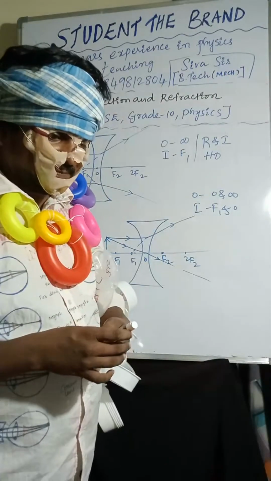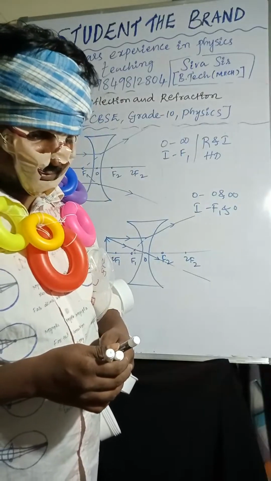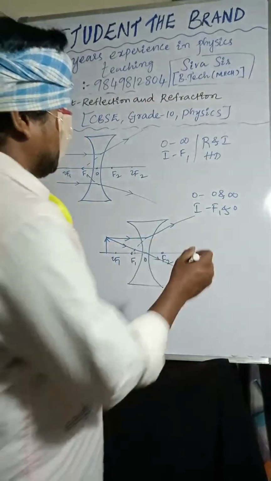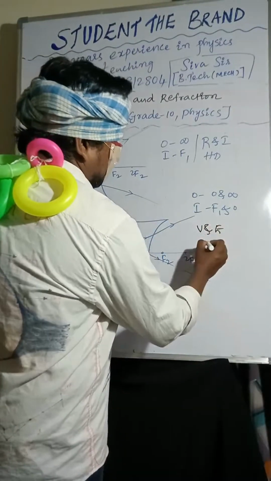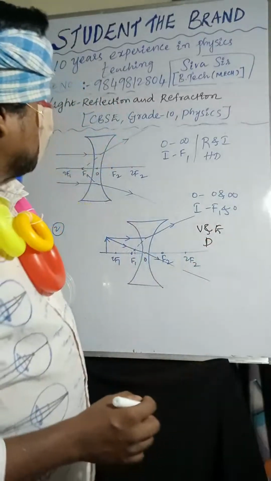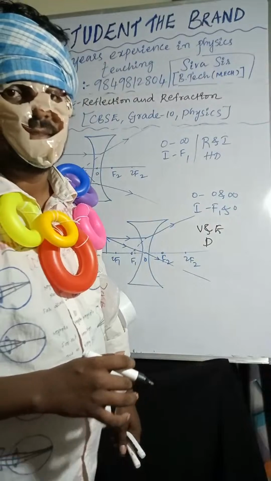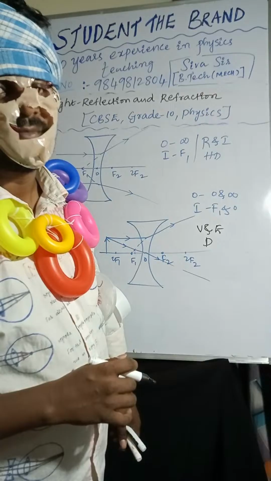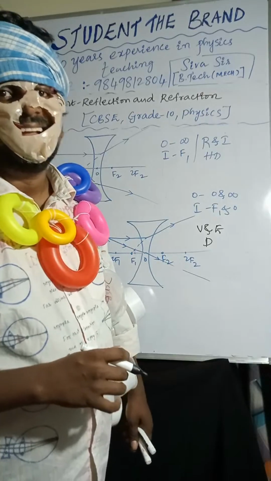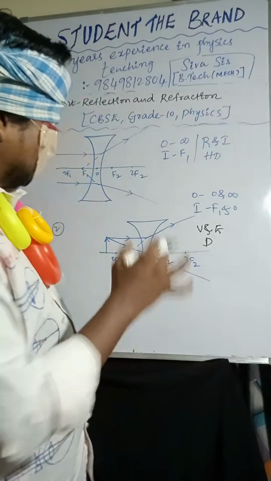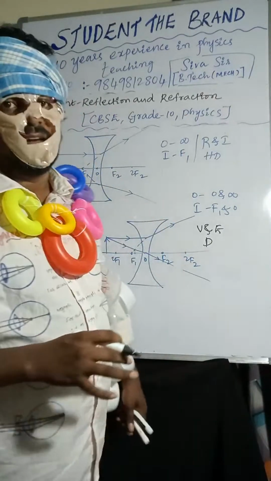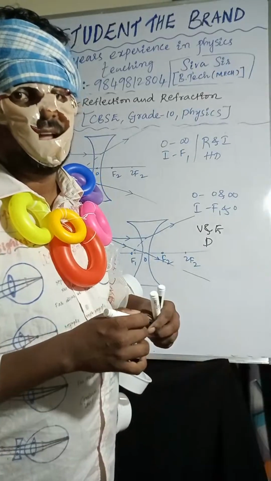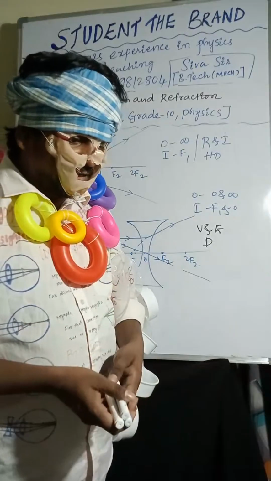Okay, so this is about the nature of the images: virtual, erect and diminished. So this is about concave lens image formation. Okay, that's enough.